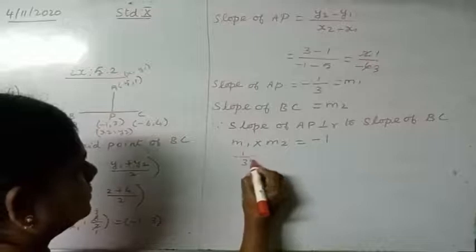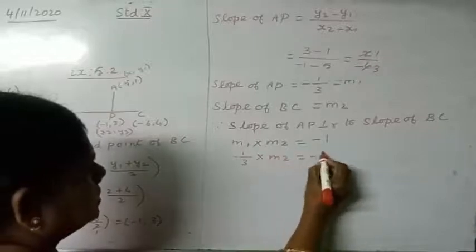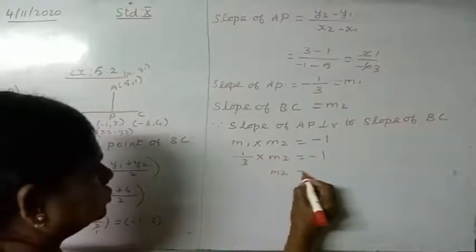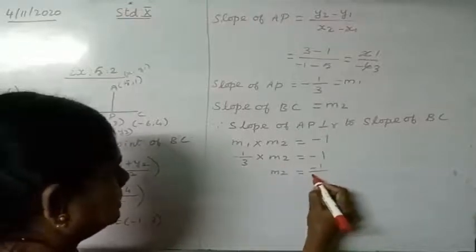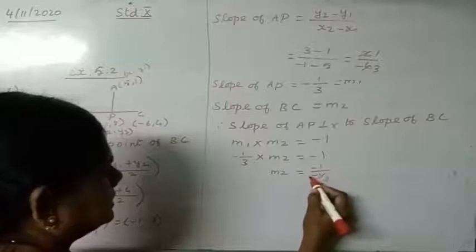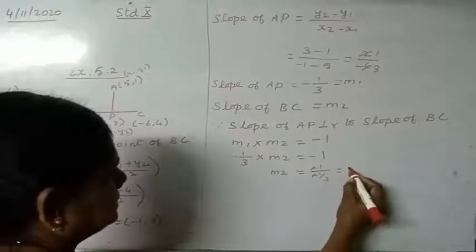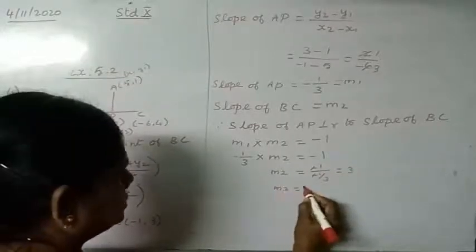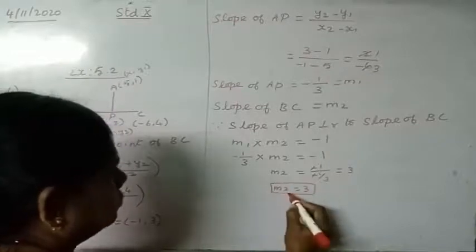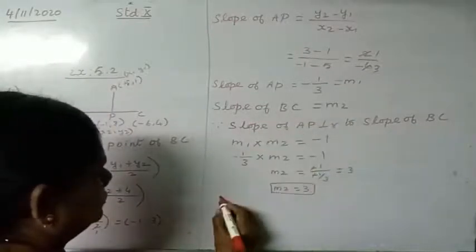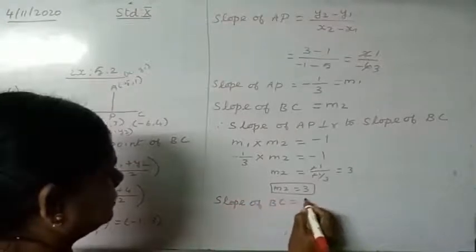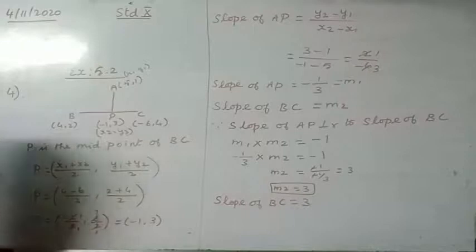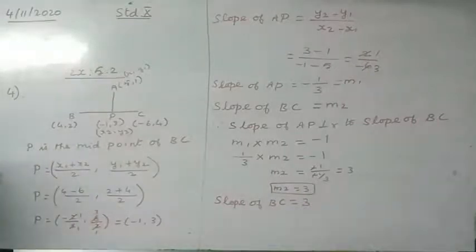m1 is -1/3 into m2 is equal to -1. So m2 is equal to, bring this number this side, so it becomes -1/-1/3. Take a reciprocal, minus minus cancel, is equal to 3. So m2 is equal to 3. So what is m2? m2 is slope of BC. So slope of BC is equal to 3. So the slope of the line perpendicular to AP is 3.